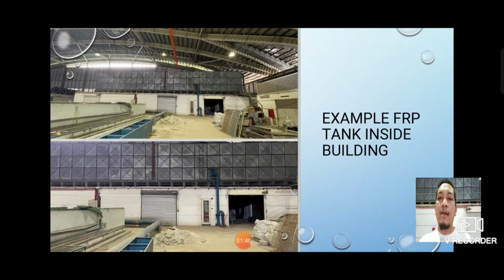For the next slide, this is an example of an FRP tank inside a building. As we know, the function of the FRP tank is to provide leak-free storage for a long lifespan. It is rust and corrosion resistant.